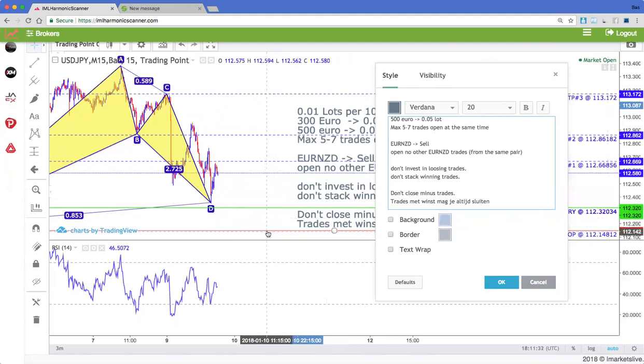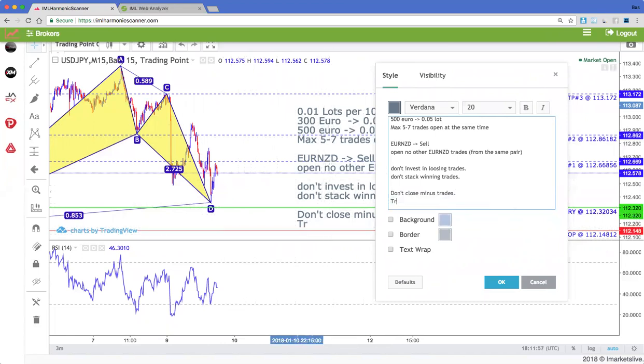There's a reason that those stop loss levels are on those exact amounts, because they are support levels, which you can learn in the basics of IML Academy. They are on a support level, actually a little bit below the support level, meaning that we will get a resistance here, and maybe just before the red line, it will go up again. So don't close minus trades. There's a reason that the stop loss is there.